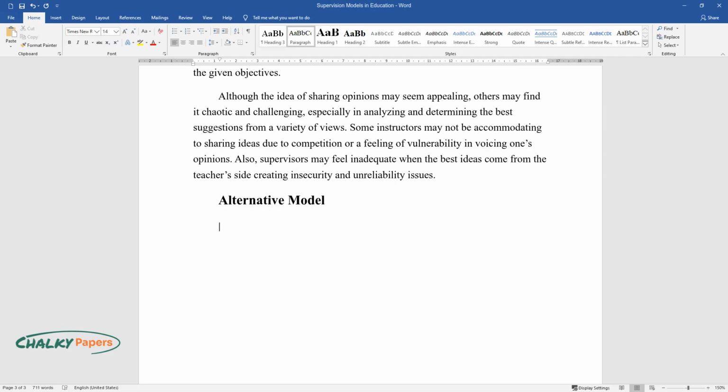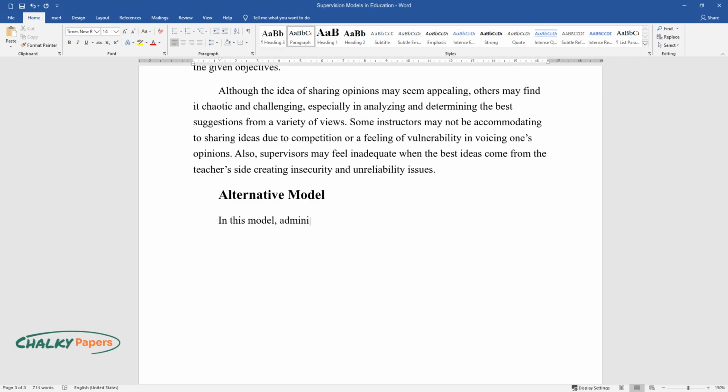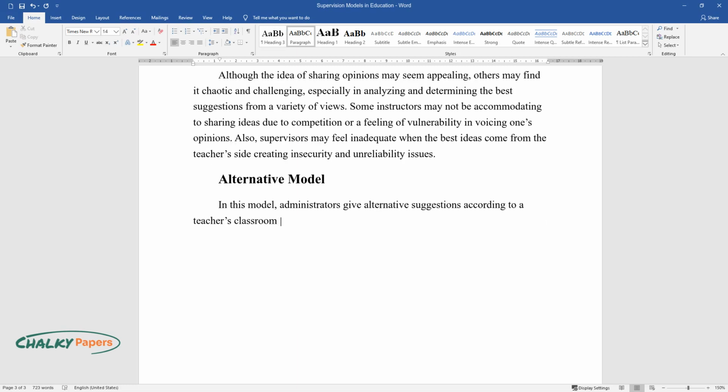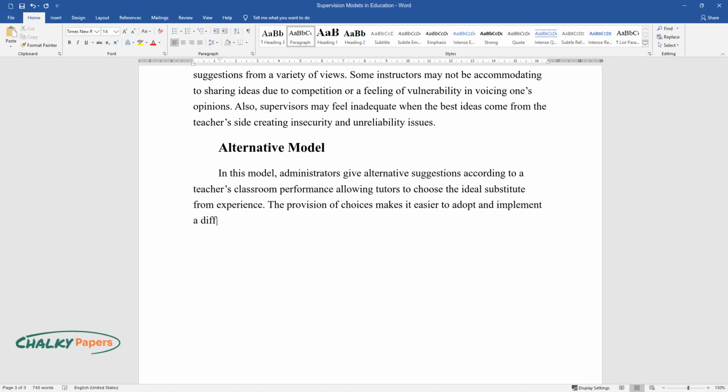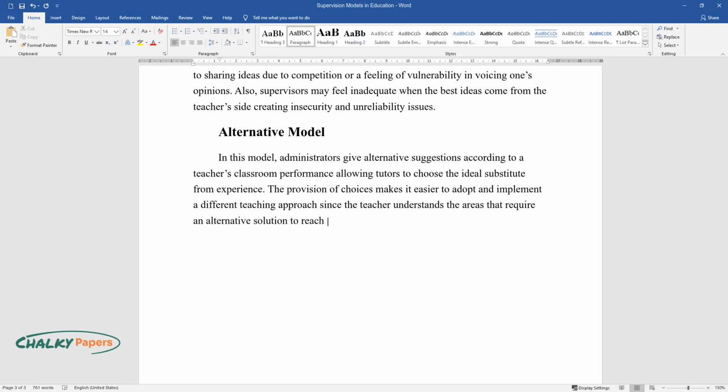Alternative model. In this model, administrators give alternative suggestions according to a teacher's classroom performance, allowing tutors to choose the ideal substitute from experience. The provision of choices makes it easier to adopt and implement a different teaching approach, since the teacher understands the areas that require an alternative solution to reach the desired goal.